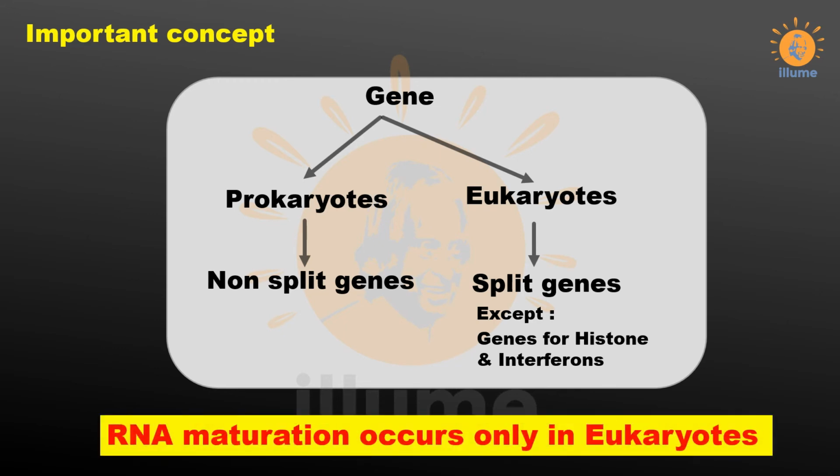Now, RNA maturation occurs only in eukaryotes. This is very conceptual. In RNA maturation, there is cutting of introns. Are introns present in prokaryotes? No, they don't have introns. If they don't have introns, what would be the significance of RNA maturation? So you need to remember this, that RNA maturation occurs only and only in eukaryotes. It does not occur in prokaryotes.